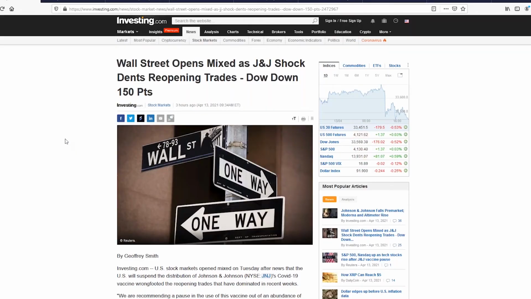Wall Street opens mixed as Johnson & Johnson shocks dense reopening trades, Dow down 150 points. That was earlier in the day, okay? Whether the Dow is still down 150 points, it could be. We see the futures are down 176 actually, so a little bit more than that. The S&P 500 managed to recover after its large drop, but simple pending orders kicked in for many traders and have worked very well for unexpected moves caused by headlines like this.